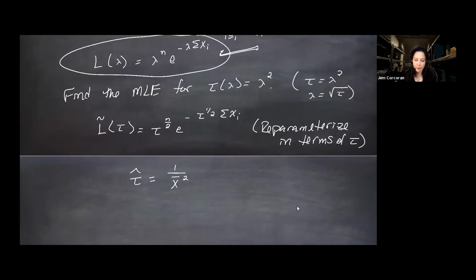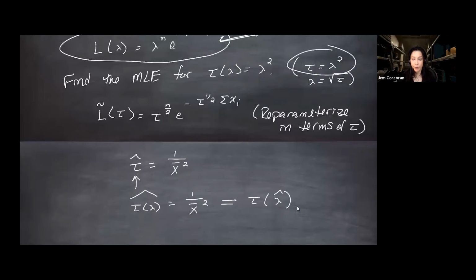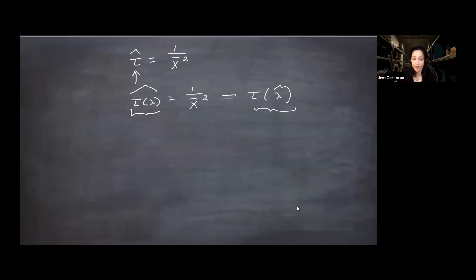And remember, the tau alone is short for tau of lambda. So here I'm saying the MLE for tau of lambda is 1 over x bar squared. And note that this is equal to tau of the MLE for lambda, because tau of lambda is lambda squared and the MLE is 1 over x bar. This thing being equal to this thing is always true for maximum likelihood estimators. And this is known as the invariance property of MLEs.